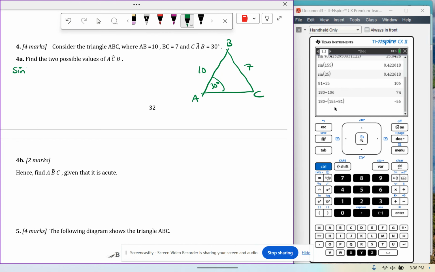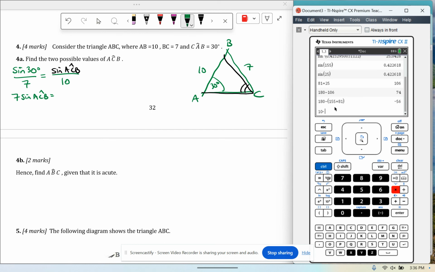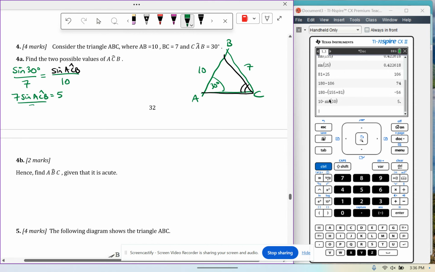So I've got the sine of 30 goes to 7, and then ACB is this angle here, and that's what I'm trying to find. Okay, so we have the sine of ACB goes to 10. So I'll do 10 times the sine of 30. That'll give me 5. Divide by 7, divide by 7. Sine of ACB is equal to 5 over 7. I got to do inverse sine to find what the actual angle is.